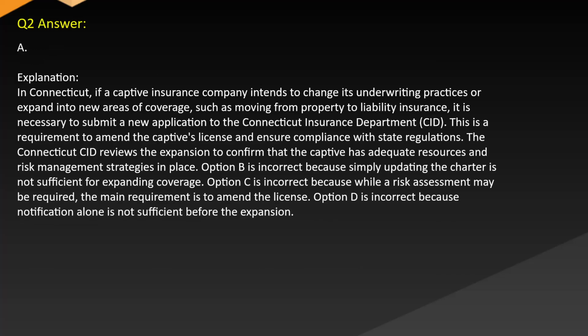Answer: A. Explanation. In Connecticut, if a captive insurance company intends to change its underwriting practices or expand into new areas of coverage, such as moving from property to liability insurance, it is necessary to submit a new application to the Connecticut Insurance Department, CID. This is a requirement to amend the captive's license and ensure compliance with state regulations. The CID reviews the expansion to confirm that the captive has adequate resources and risk management strategies in place.